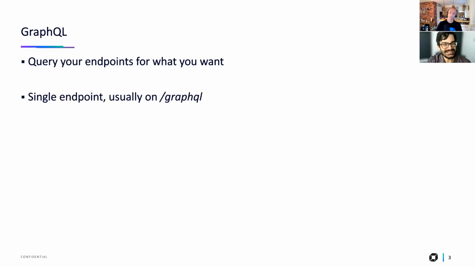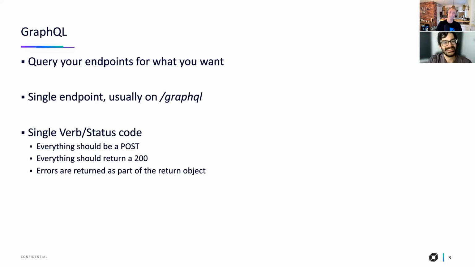I kind of hinted at this, but everything is usually on a single endpoint. Usually this /GraphQL route. It kind of separates the idea that you may have a service that you've mixed both REST and GraphQL on. And because of that, you will put everything on a singular route. For those that are already starting to see where maybe issues are cropping up from this.